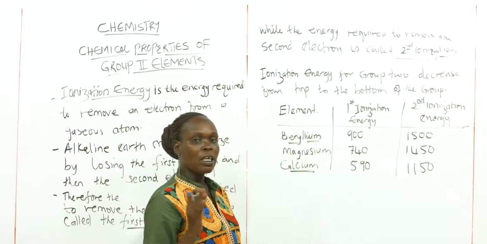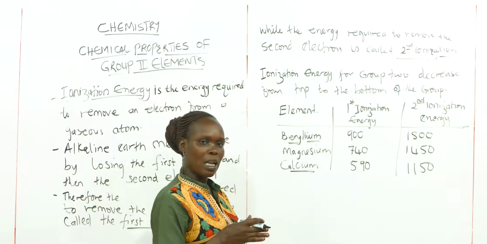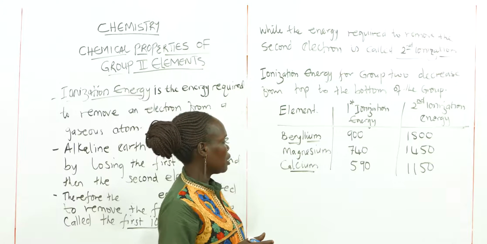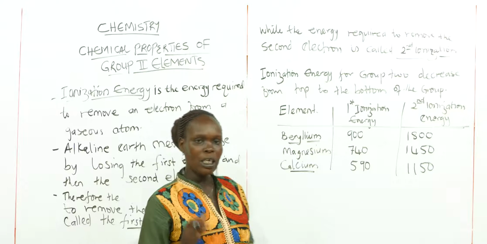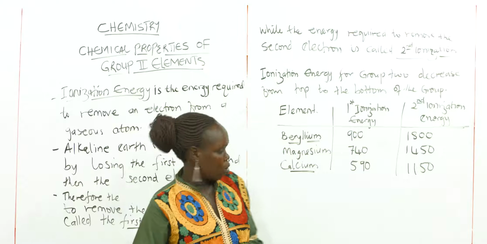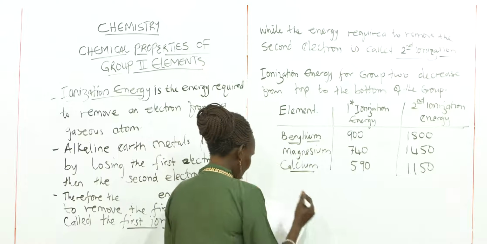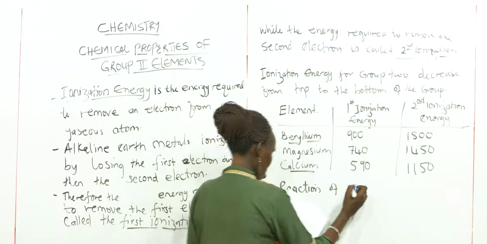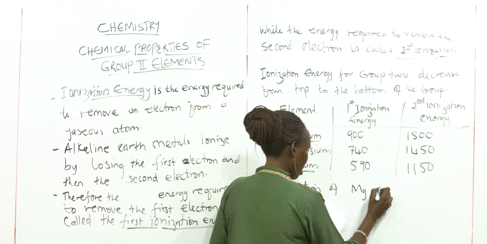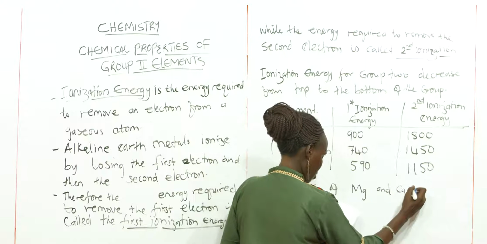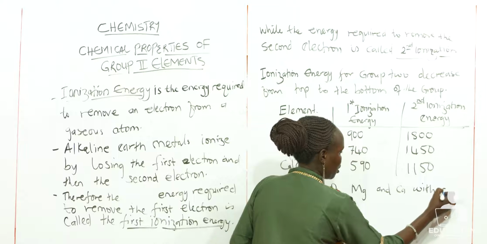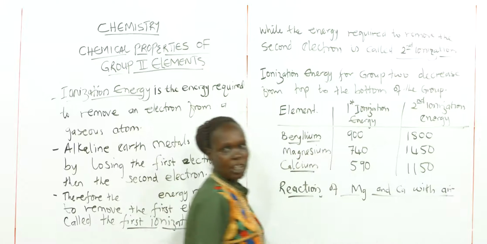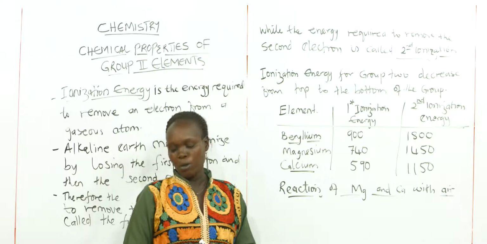Now we are going to see the chemical properties. What are the reactions of these elements with the other elements or with other solutions? So we are going to see that this ionization energy is very important when we are dealing with the reactivity of the elements. The first reaction here is the reaction of magnesium and calcium with air, that is oxygen.